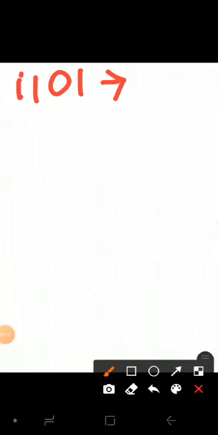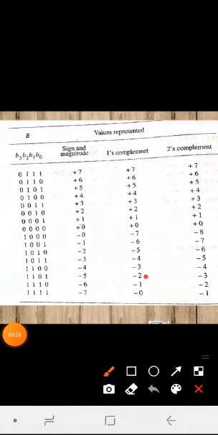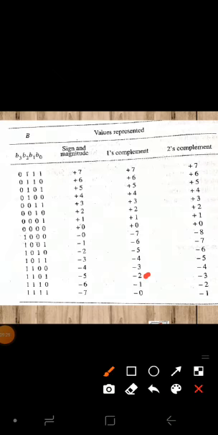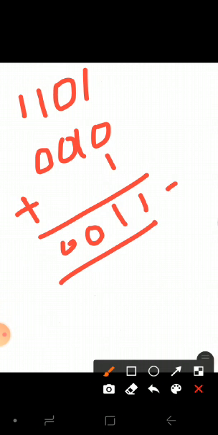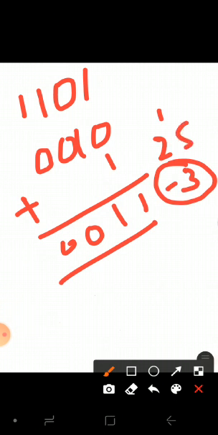We will check how we can do that. The number is 1, 1, 0, 1. The 1's complement you get is 0, 0, 1, 0. So this is represented as minus 2, right? Now, if you add 1 to this number, you will get minus 3, which is the representation in 2's complement. 1, 1, 0, 1. The 1's complement is 0, 0, 1, 0. To get the 2's complement, add 1 to this: 1, 1, 0, 0, which is minus 3 we say in 2's complement form.